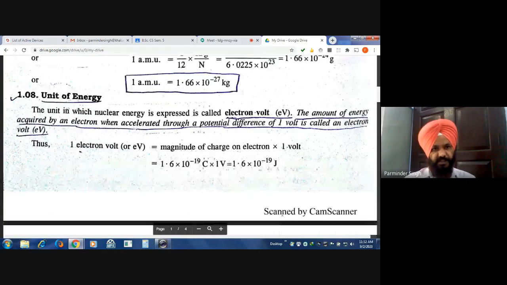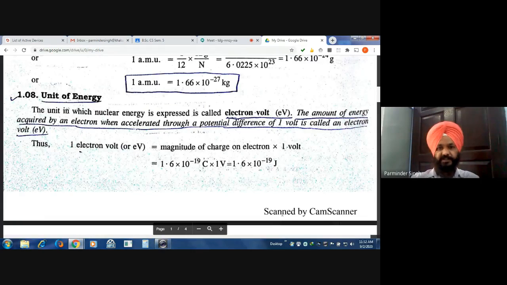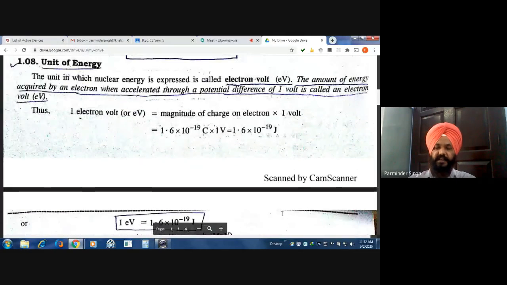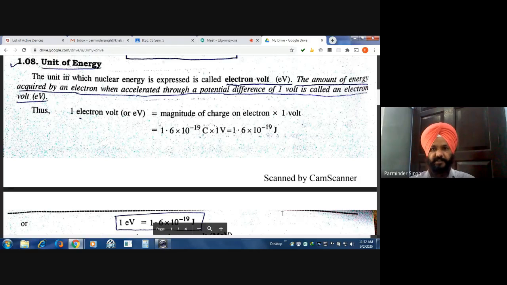Next topic is units of energy. What are the units of energy? The energy of an electron, the energy of a proton, all these things are there. The unit in which nuclear energy is expressed is the electron volt. Nuclear energy is always expressed in electron volts, written as eV: small e is the charge on a particle and V is the potential. The amount of energy acquired by an electron when accelerated through a potential difference of 1 volt is called an electron volt.